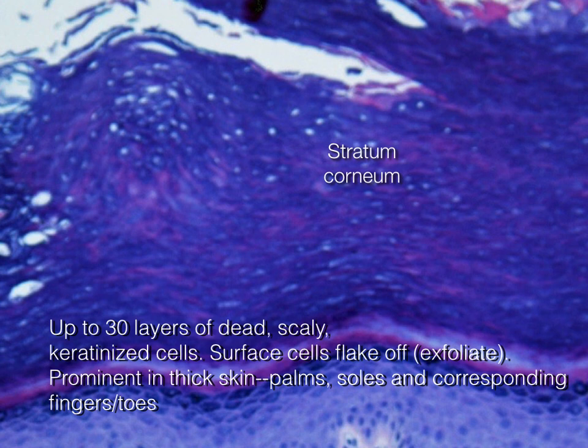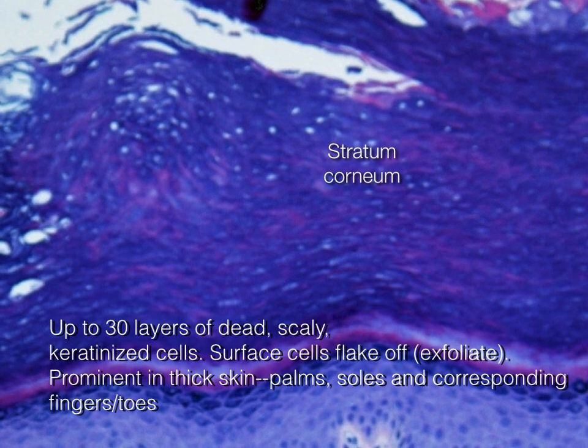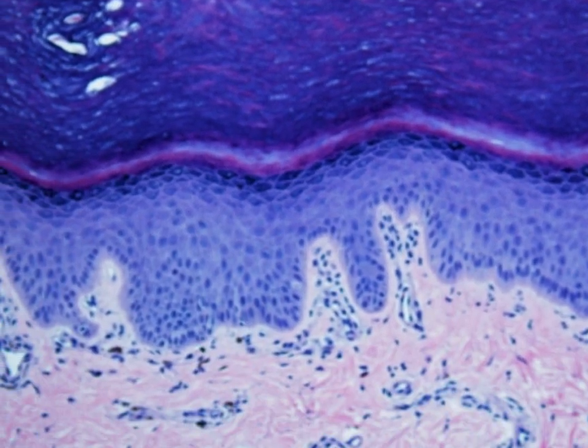And finally, the most superficial layer is the Stratum Corneum. This is composed of up to 30 layers of dead, scaly keratinocytes. The surface cells eventually flake off or exfoliate. This layer is prominent in thick skin, which is found on the palm, on the sole, and their corresponding fingers and toes. Next, let's discuss the dermis, located below the epidermis.